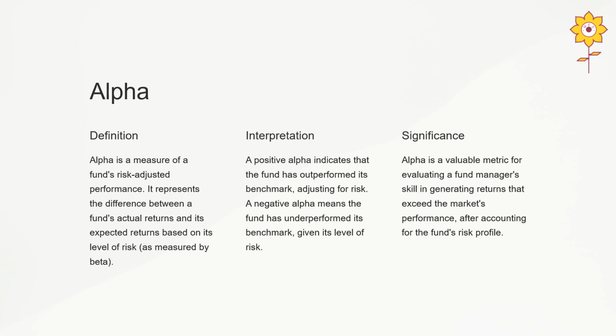The interpretation is, the higher the alpha, the better. A positive alpha basically means the fund has outperformed the benchmark. A negative alpha means it has underperformed the benchmark. So alpha is always compared to a benchmark, and it's a very valuable metric for evaluating fund managers' skill.